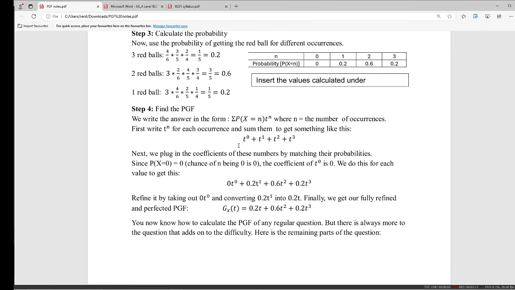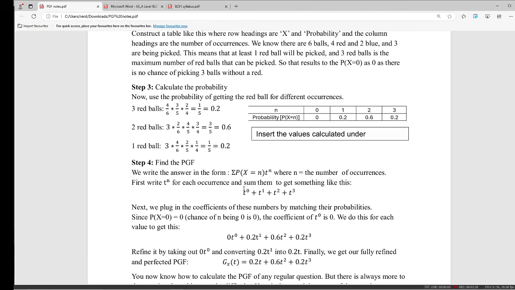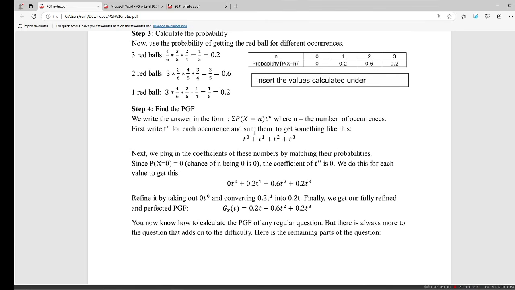Next, we plug in each coefficient. For t to the power 0, to have 0 occurrences of red would mean to have a probability of 0. So 0 times t to the power 0 is our probability here. For t to the power 1, to get 1 red ball, our probability was 0.2 as shown over here, and so 0.2 t to the power 1. Similarly, we do this for t squared and t cubed. You'll get this right here. And then to refine the function, we can just cut this part out because that makes absolutely no sense to include. And t to the power 1 can be written as just t. And so we get our refined PGF.